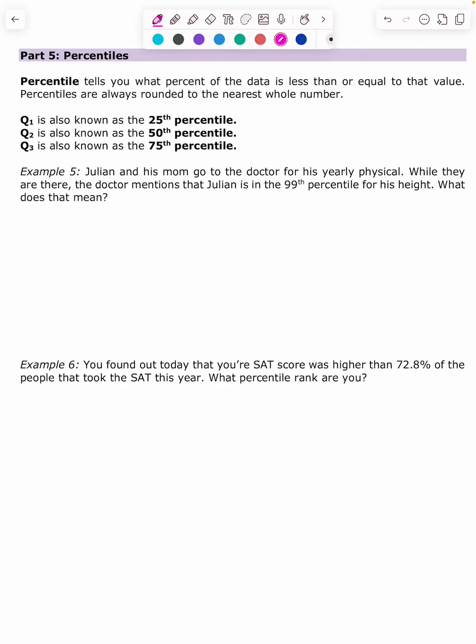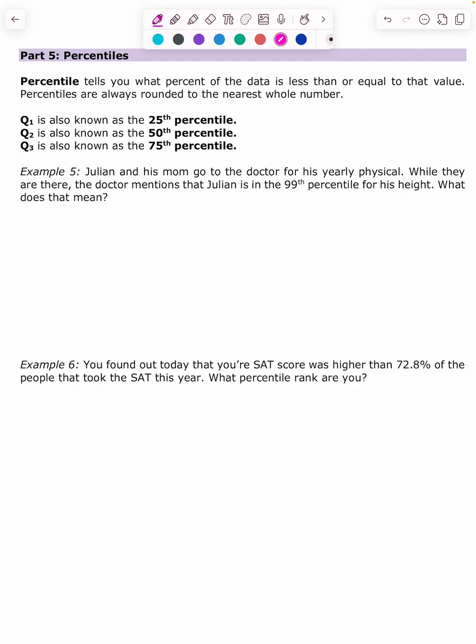Right, the next thing we need to talk about are percentiles. A percentile tells you what percent of the data is less than or equal to that value. Percentiles are always rounded to the nearest whole number, so you will never see a percentile with a decimal point after it. So a few things that we already have been working with that we can talk about the percentiles.